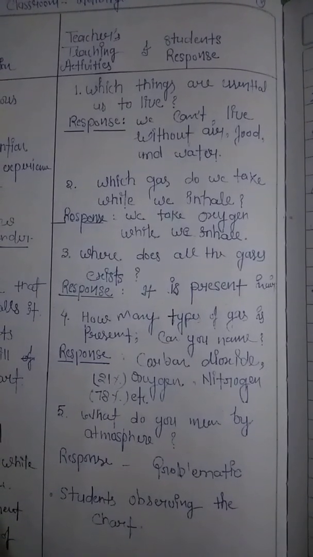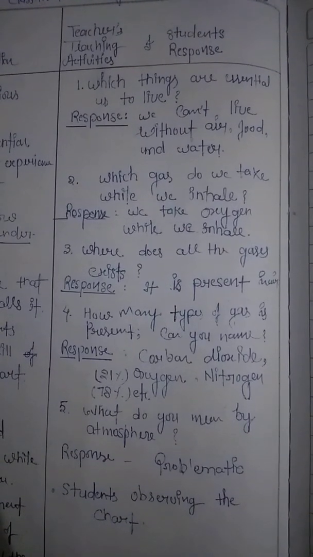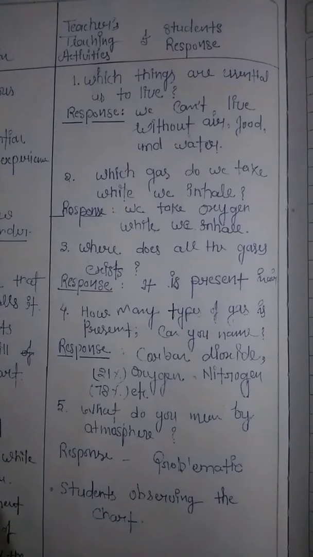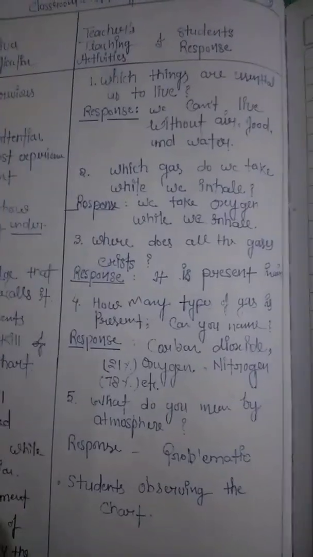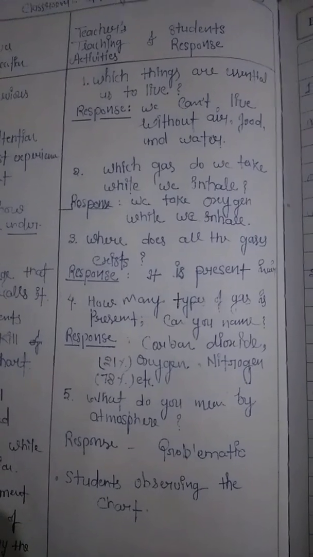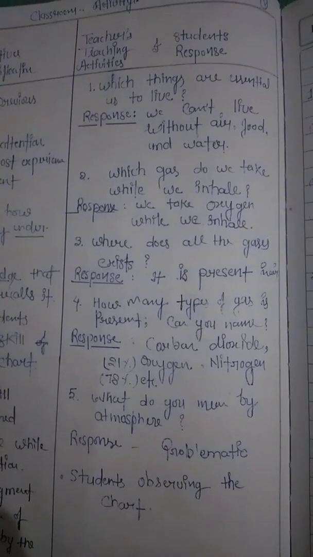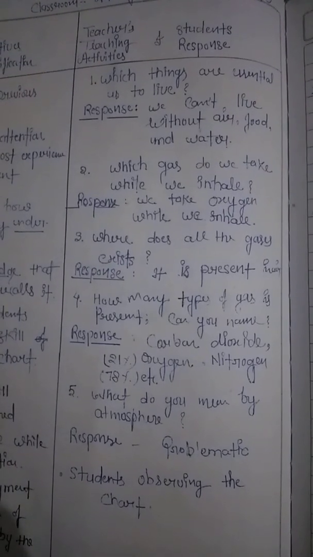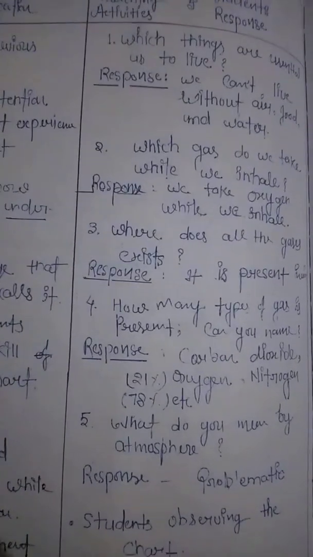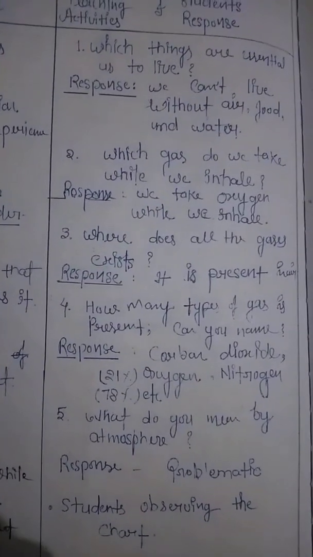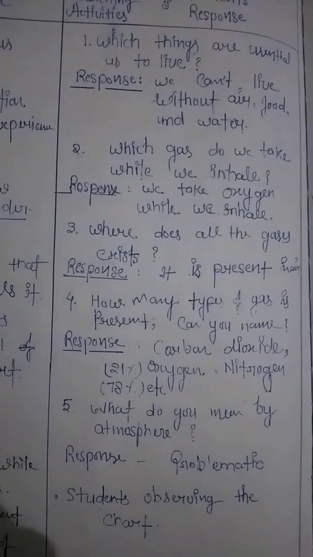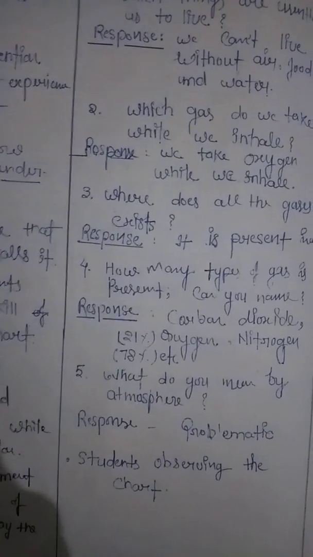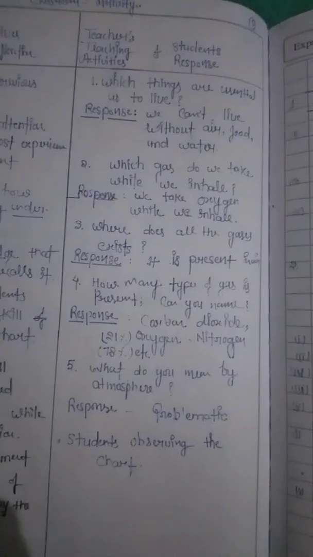Which gas do we take while we inhale? We take oxygen while we inhale. Where do all the gases exist? Response: it is present in air. How many types of gas are present? Can you name them? The student will respond, carbon dioxide, oxygen, nitrogen, etc. What do you mean by atmosphere? This type of question you can put to the students in your class.